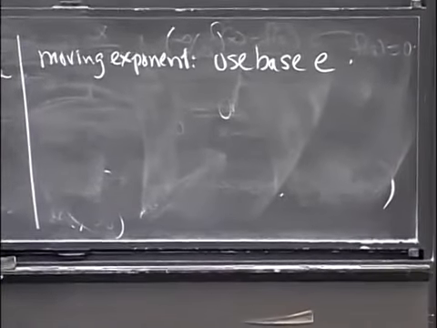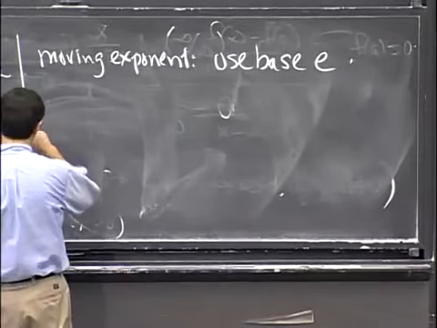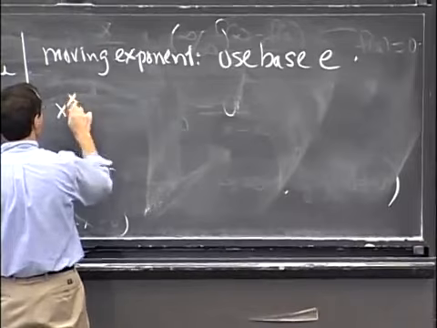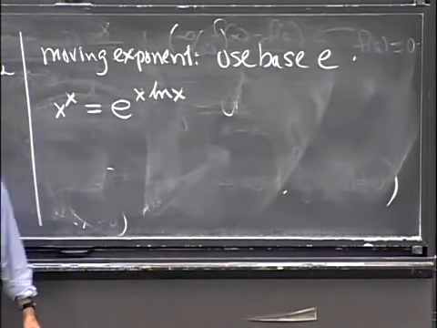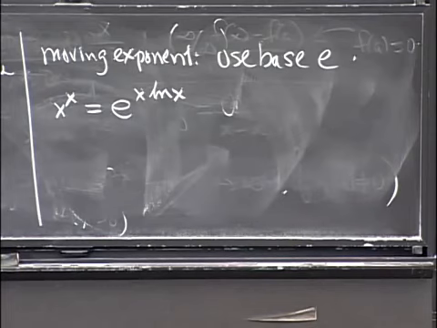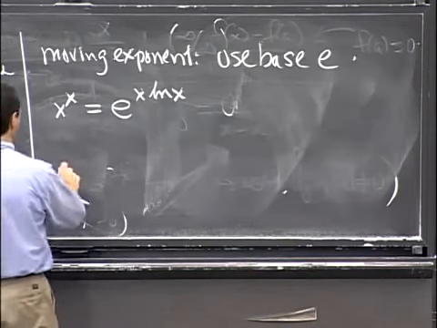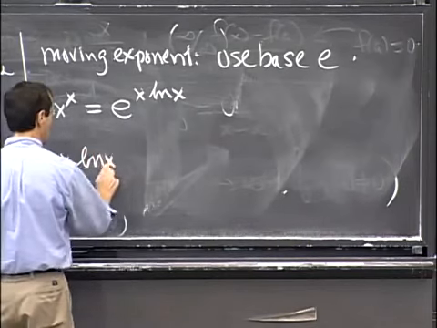That's the good base to use whenever you have a moving exponent. And so we rewrite this as x to the x is equal to e to the x log x. And now in order to figure out what's happening, we really only have to know what's going on with the exponent.